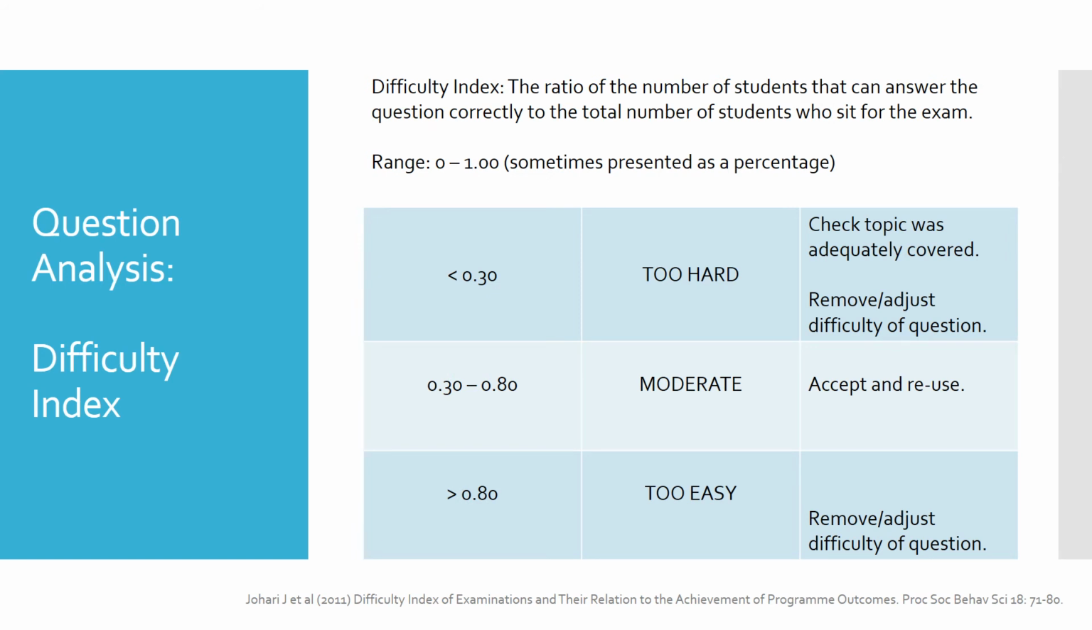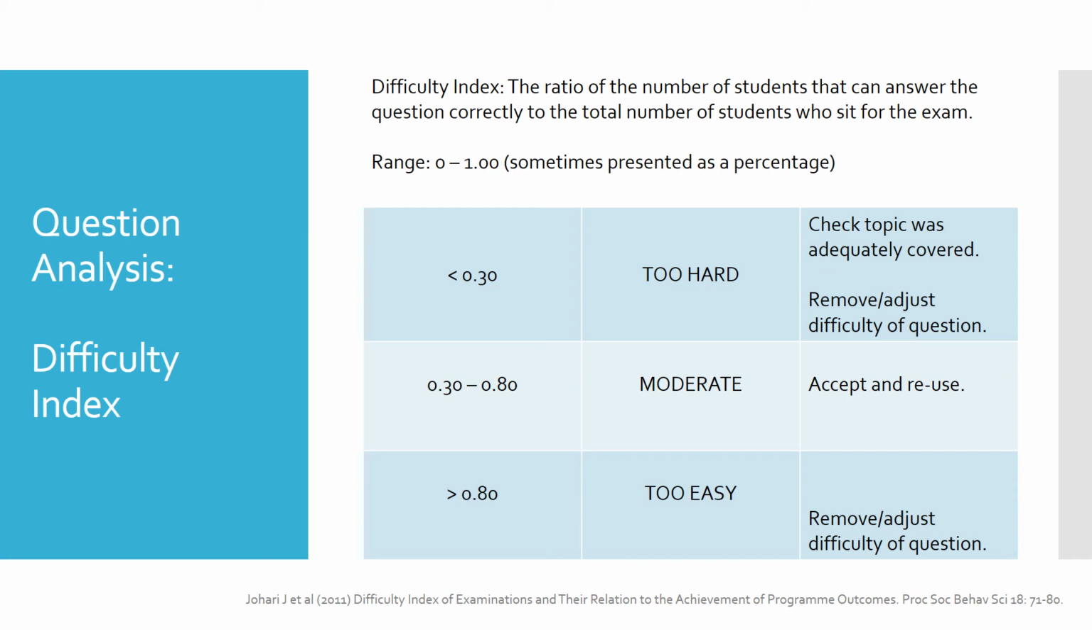When we're looking at the difficulty index, we are actually looking at the ratio of the number of students that can answer the exam question correctly divided by the total number of students who sit the exam. So this will usually range from 0 to 1, but in some programs you'll actually see it presented as a percentage. So if a difficulty index is less than 0.3, it means that the question was too hard. So that means that either the student didn't study that question, or lots of students didn't study that question, or that the topic wasn't adequately covered in your teaching. So you might have to think about removing this question or adjust your teaching for the next time that you do this topic.